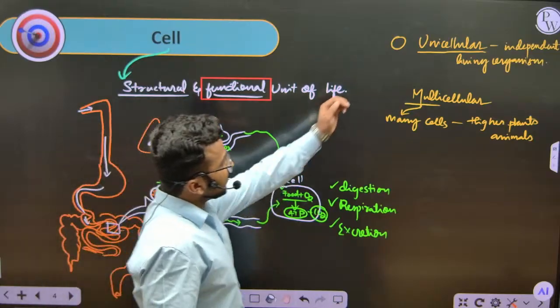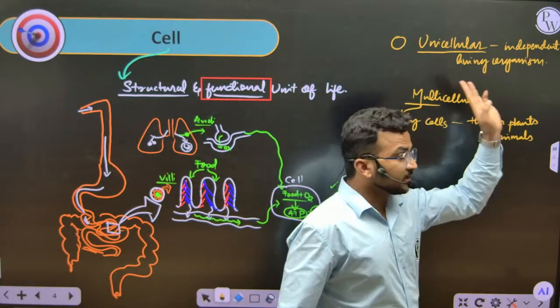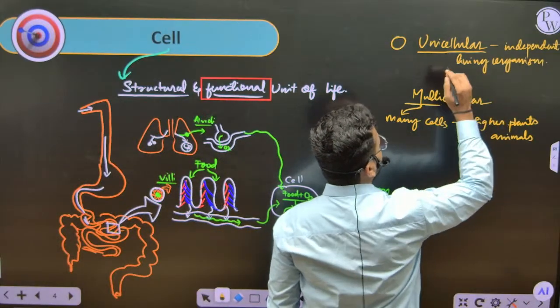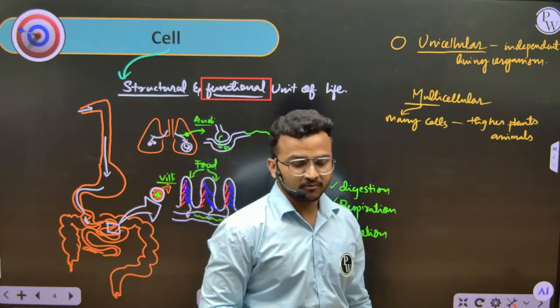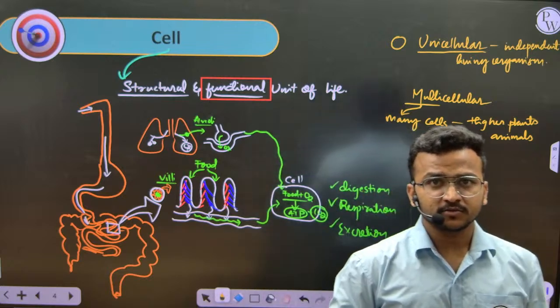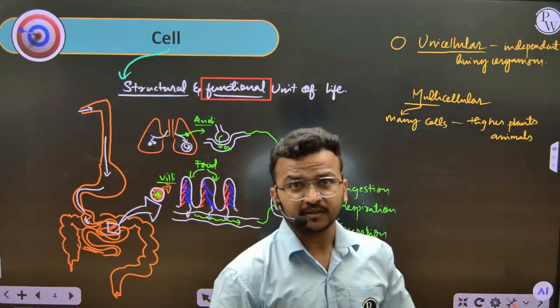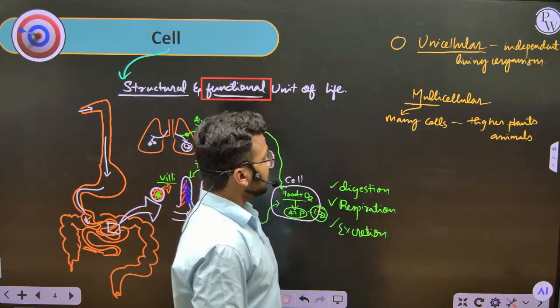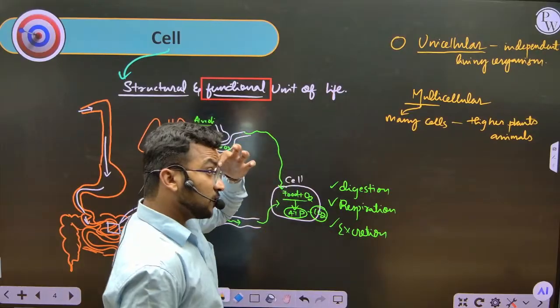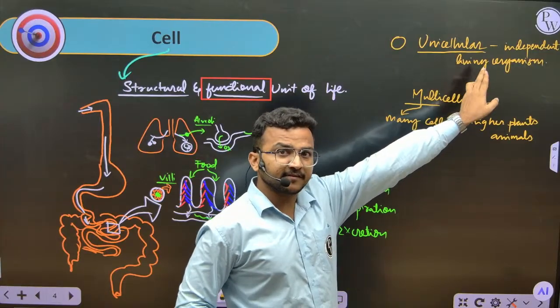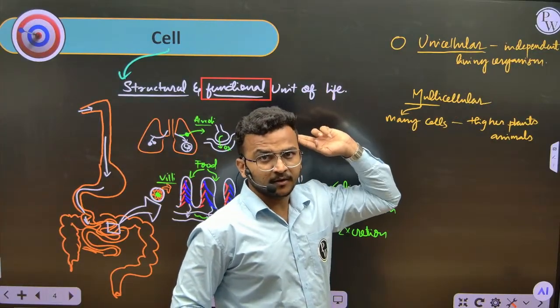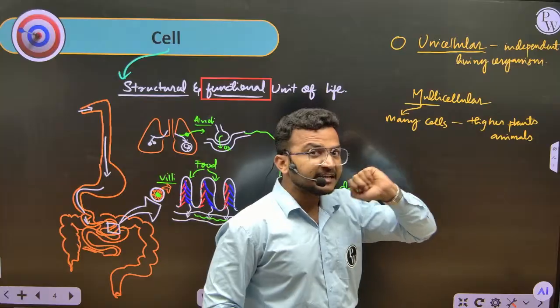Whereas in a unicellular organism, an independent living organism, only one cell acts as one life, one organism. You can take bacteria as an example. So unicellular and multicellular organisms exist, and all the functions are performed within the single cell in the case of unicellular.